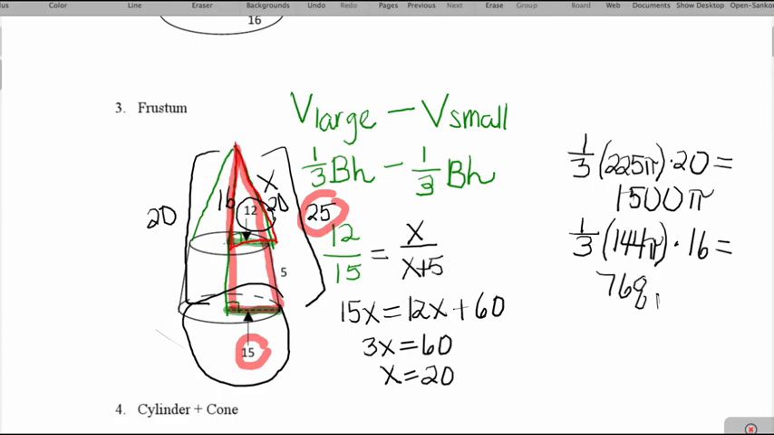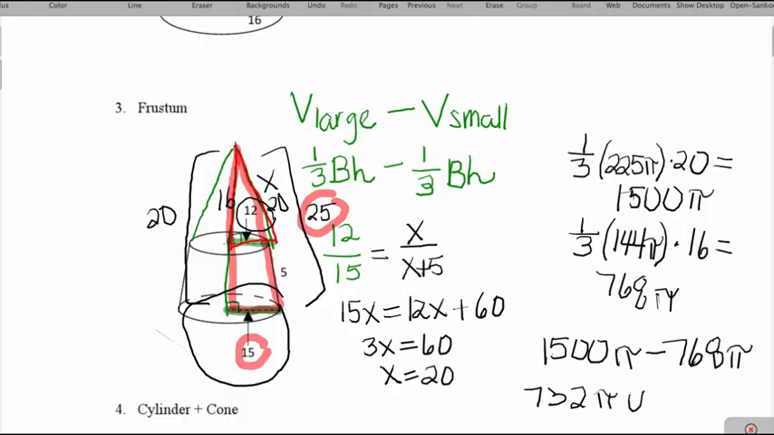Now all I have left to do is to subtract these two from each other to get my final answer. So I'm going to do 1,500 pi minus 768 pi to get the volume of the frustum. And my final answer is 732 pi units cubed. So finding the volume of frustums is a little bit tricky, but just remember to add the top part of the cone that's missing and then subtract the volume of the smaller cone from the volume of the larger cone.